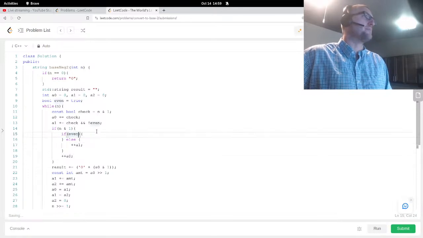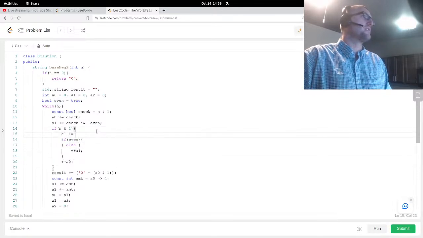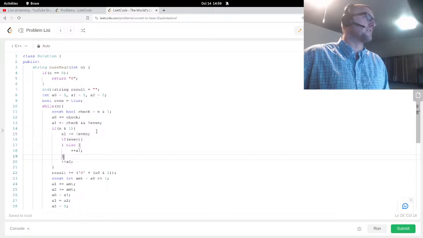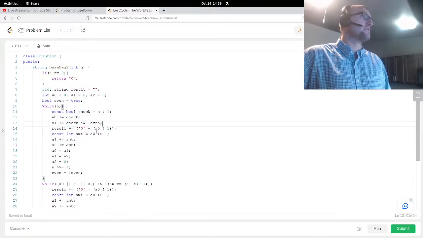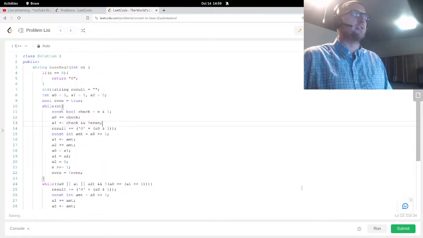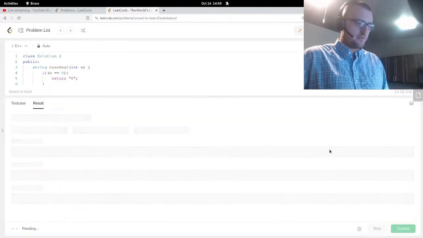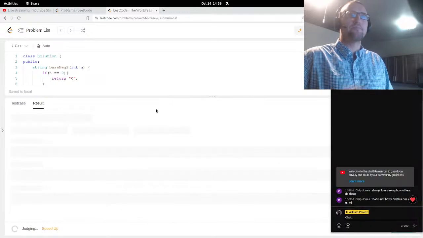And then this only happens when not even. And then both of these only happen when this is true. So you can just make that a check and then add that to A0 and then add that to not even. I think that works. So you don't need to have any branches inside. Just curious if that'll work.